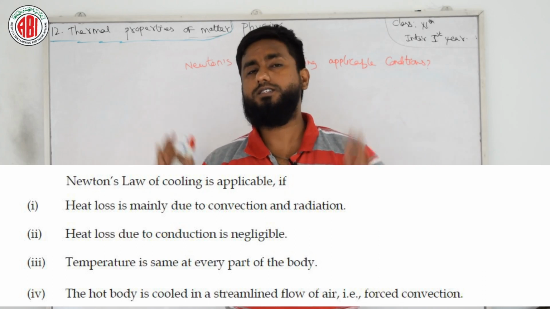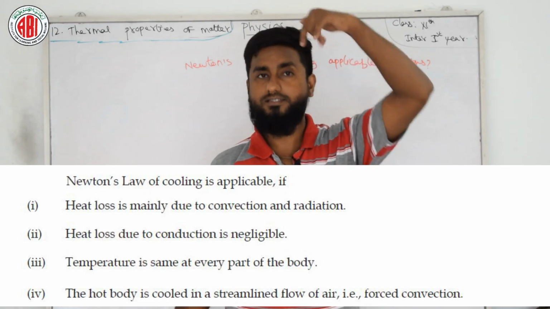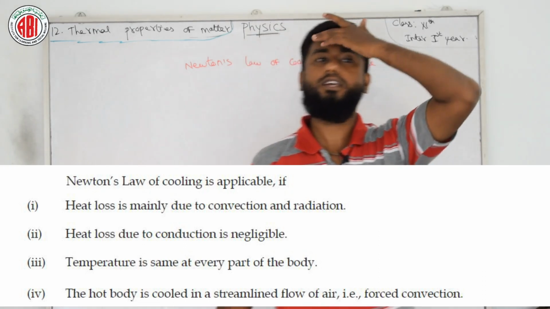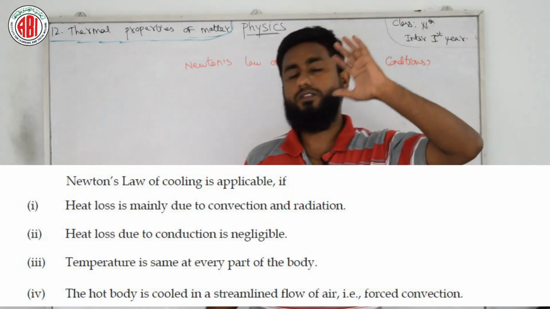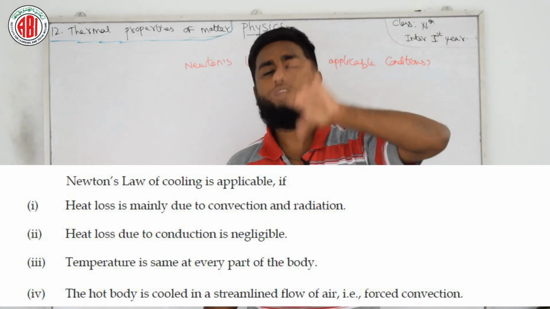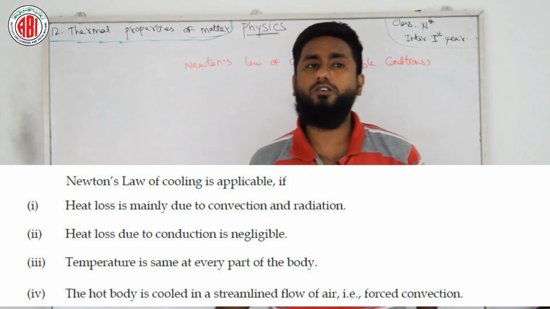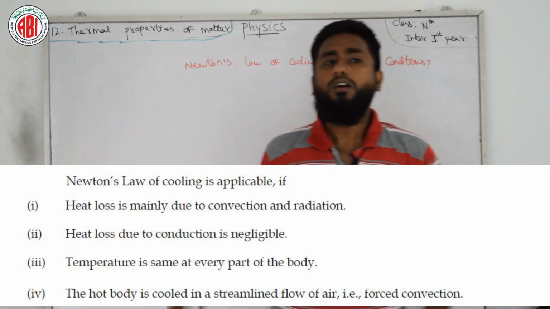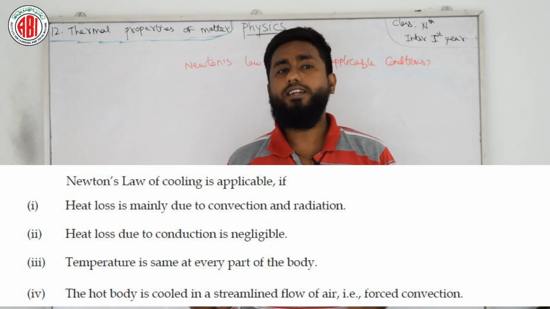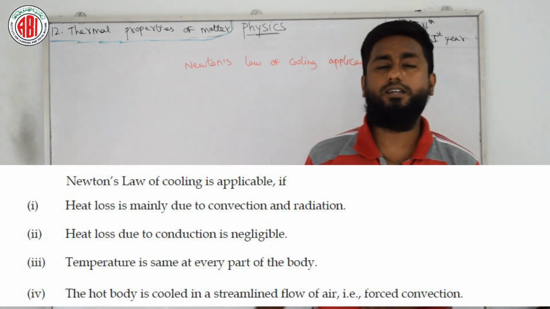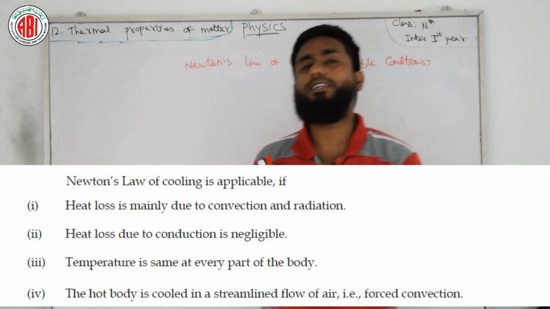Among those situations and scenarios, we have 4 situations you can see here. First situation is saying that heat loss is mainly due to convection and radiation. That means if heat is lost by convection and radiation, then only it can be applicable. Second point, it is saying that if heat is lost by conduction, it may not be applicable or it is negligible.